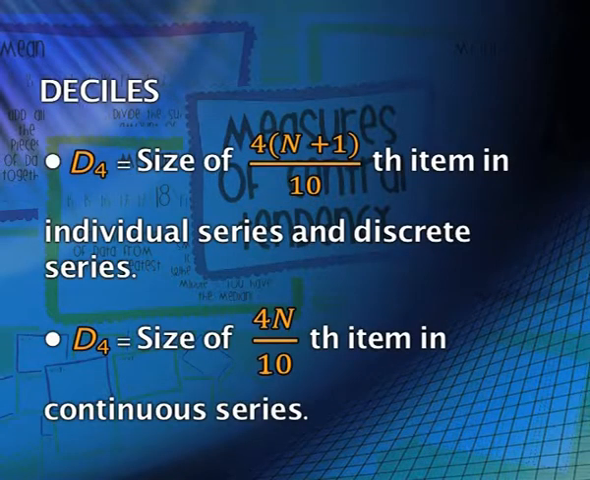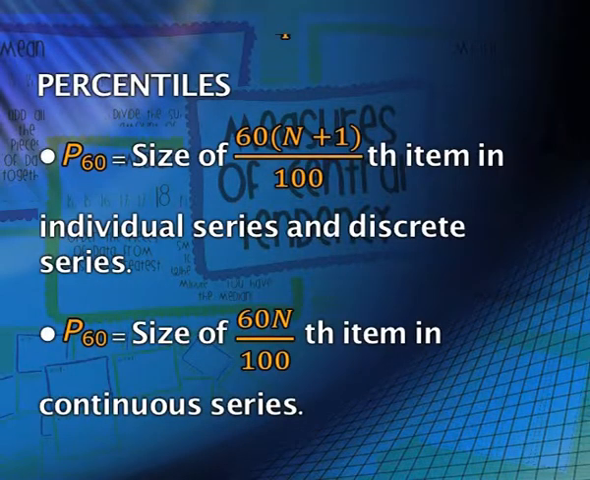Similarly, we'll see for deciles. Let's see for D4. D4 is nothing but the size of 4(n+1)/10th item in individual series and discrete series, whereas D4 is equal to size of 4n/10th item in case of continuous series. Similarly, in the case of percentiles, for example P60, it is going to be the size of 60(n+1)/100th item in the individual series and discrete series, whereas P60 is going to be the size of 60n/100th item in case of continuous series.